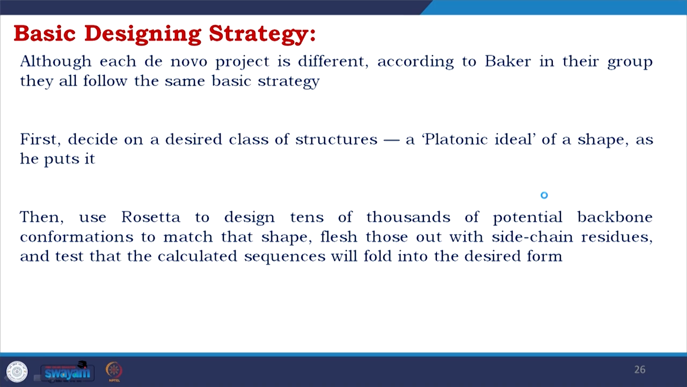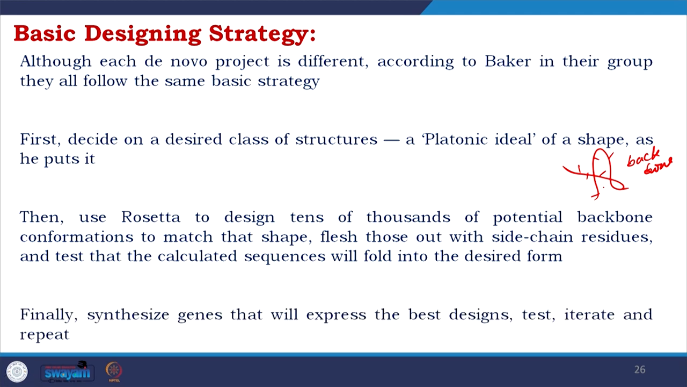So, first what do they do? They first optimize the backbone. Backbone means the main chain, and then include the side chain, and then test that the calculated sequence will fold into the desired form. Finally, synthesize the genes that will express the best designs, test, iterate and repeat.